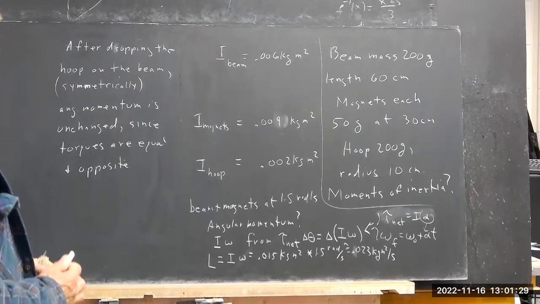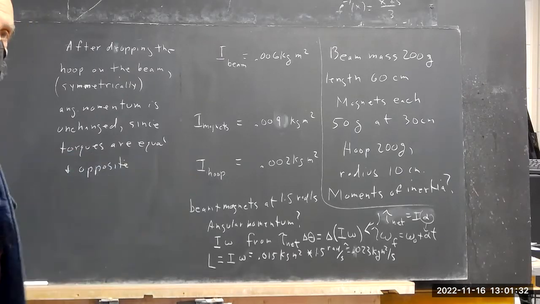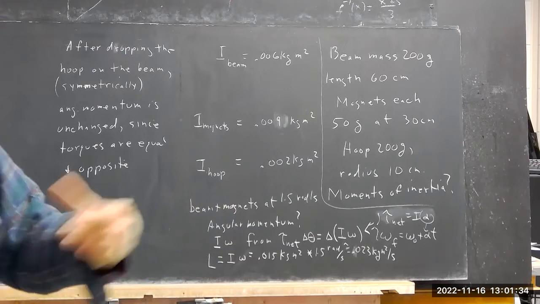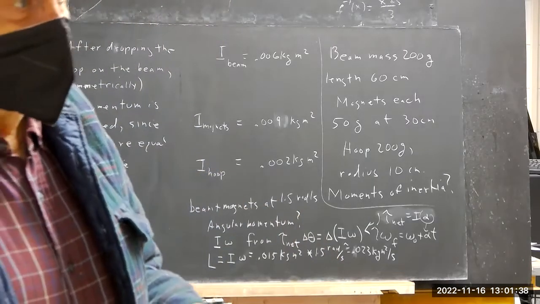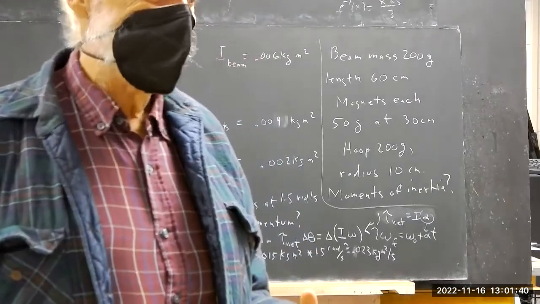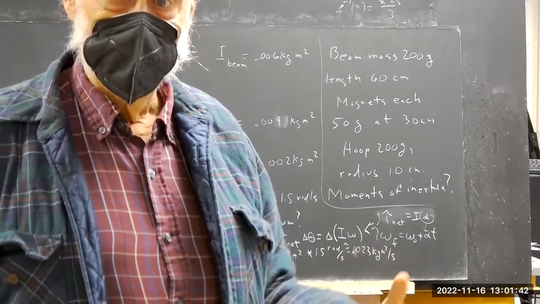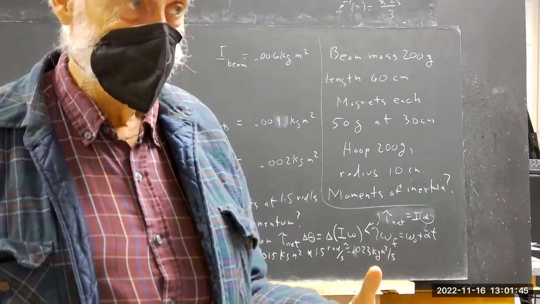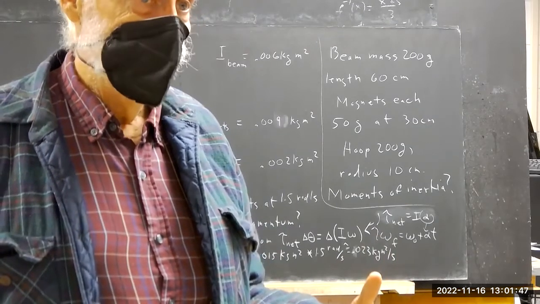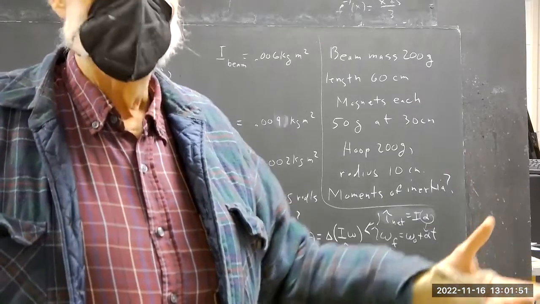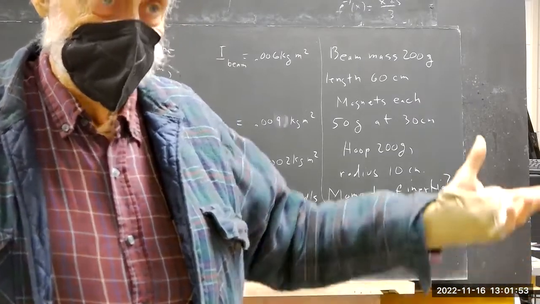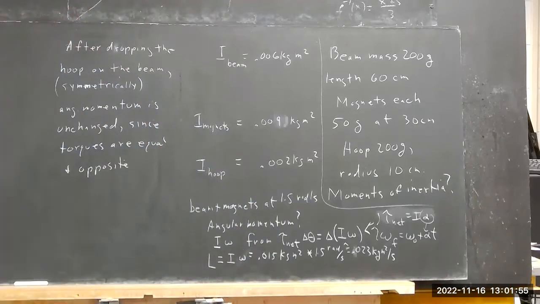Okay, work it out then. How much change is there in the angular velocity? And of course, to find out how much change there is in the angular velocity, you probably want to just use the fact that the angular momentum is the same after as it is before, and calculate the angular velocity afterwards. Fairly simple. Just use conservation of angular momentum. See if you can do it. Give you a couple of minutes.